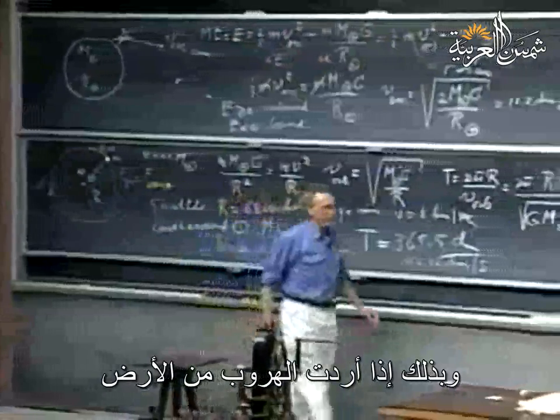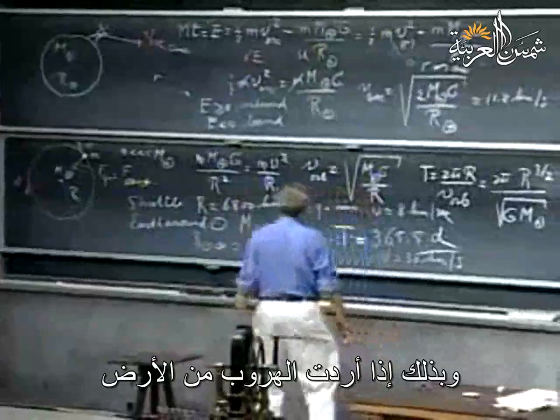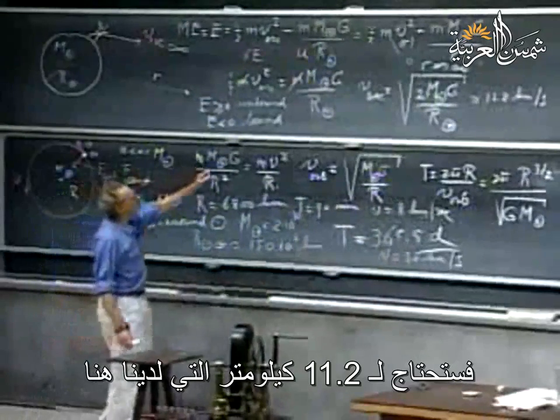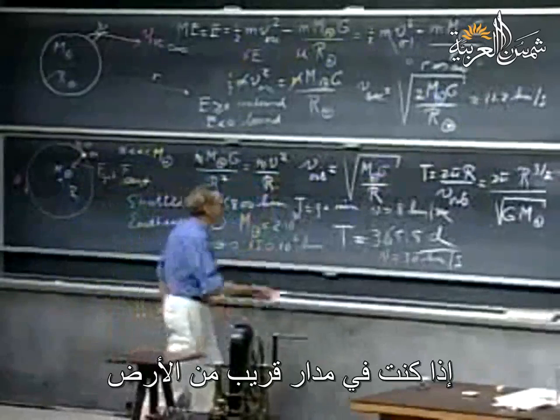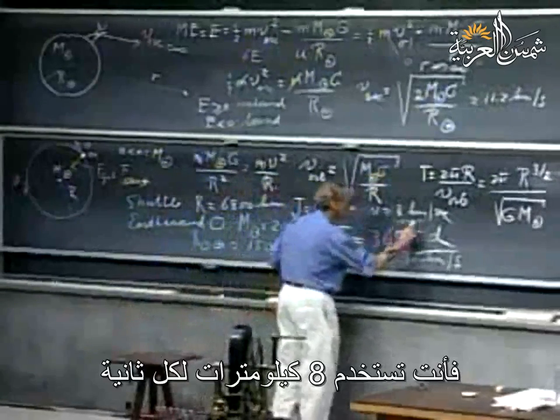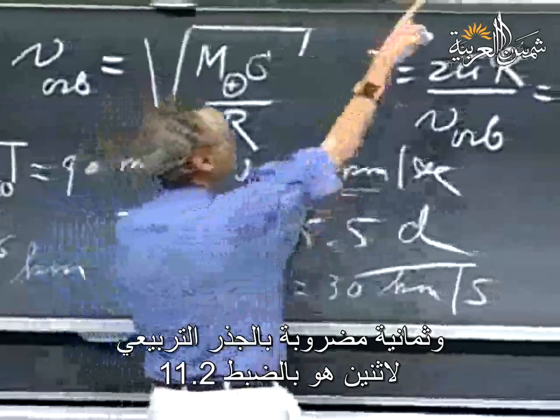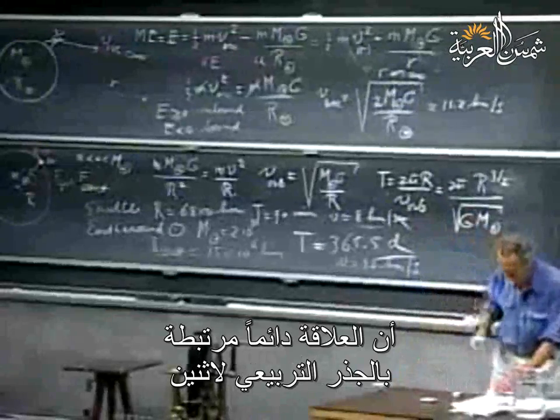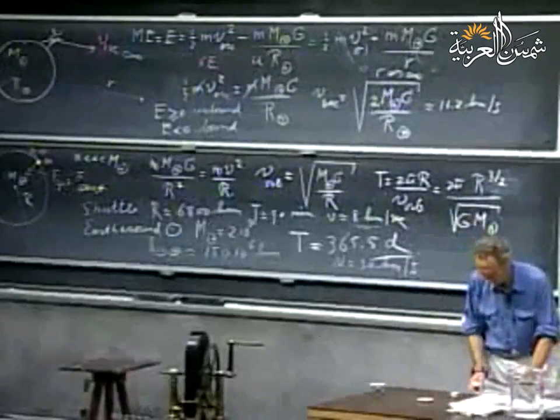And so if you wanted to escape from the Earth, then you need 11.2 kilometers per second. We have it there. If you are near Earth in orbit, you are at 8 kilometers per second, and 8 times the square root of 2 is exactly that 11.2. So you see the connection is always through this square root of 2.